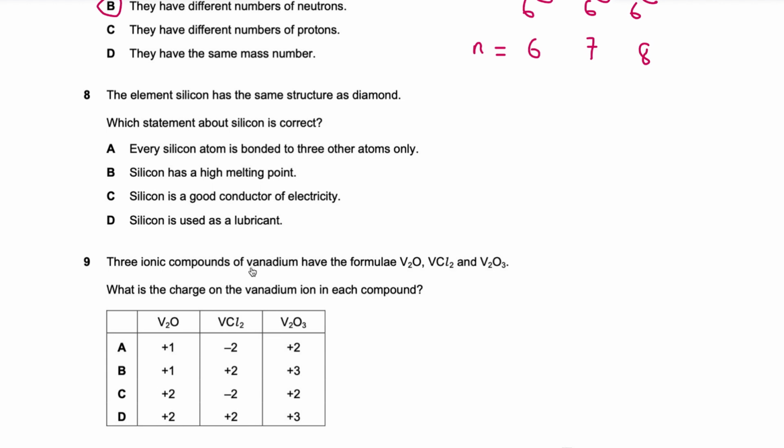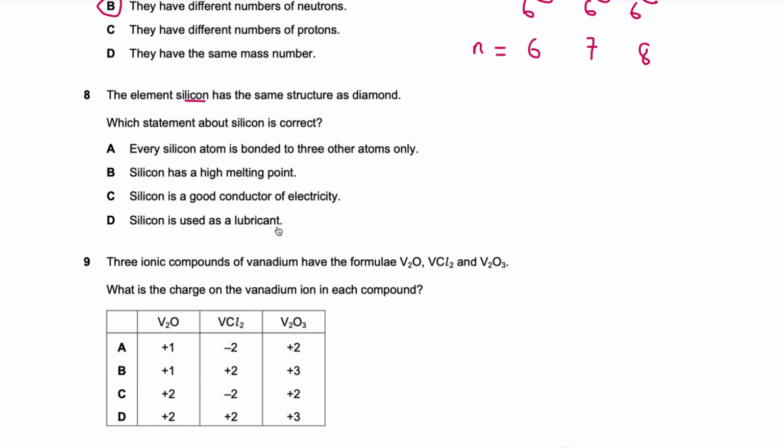Question number 8. The element silicon has the same structure as diamond. Which statement about silicon is correct? Every silicon atom is bonded to 3 other atoms only. Silicon has a high melting point. Silicon is a good conductor of electricity. Silicon is used as a lubricant.